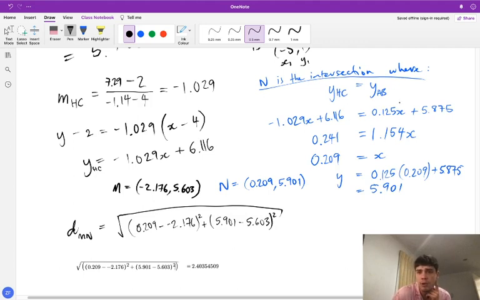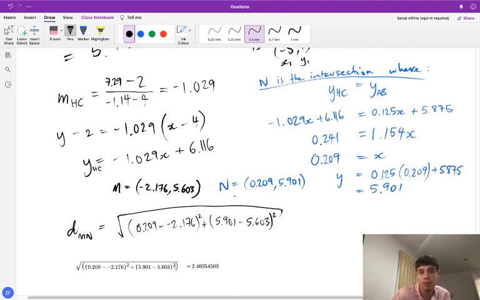Notice how it's 0.125x on the right and negative 1.029x on the left. So what I do is I added 1.029x to both sides, and I brought it over to the right so I have a positive x value. And then I just brought all of the numbers onto the left. I then divided by 1.154 to get that the x value of N is 0.209, and then I substituted that value into my YAB equation. You could do YHC as well, but YAB is just a little bit prettier. And then I get my Y value for N.